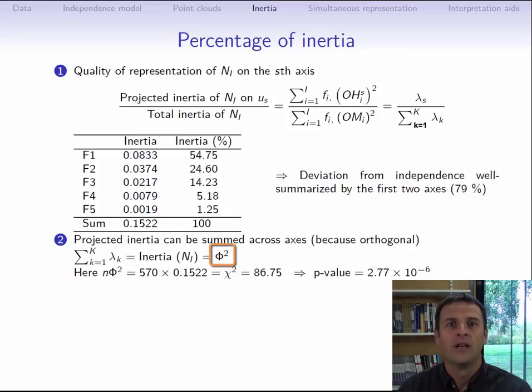Let's do a few calculations using correspondence analysis on our example. We can multiply the total inertia 0.1522 by n, the sum of the table, which is 570, and we get a chi-squared value of 86.75. Given the number of degrees of freedom here, the p-value is 2.77 times 10 to the power of minus 6, which is tiny. There is clearly a highly significant connection between the countries and the price categories in our example.